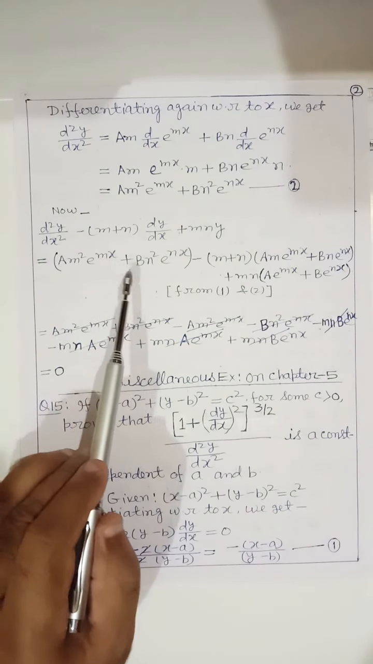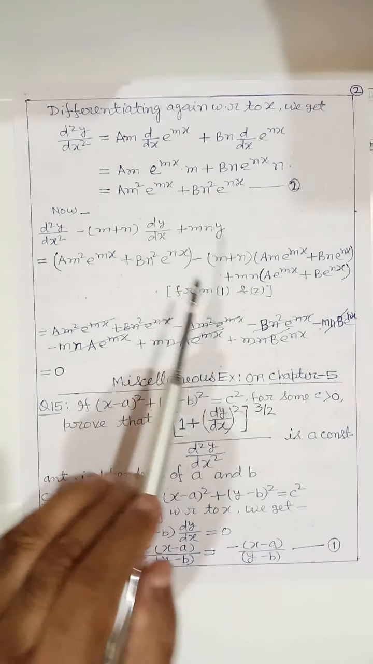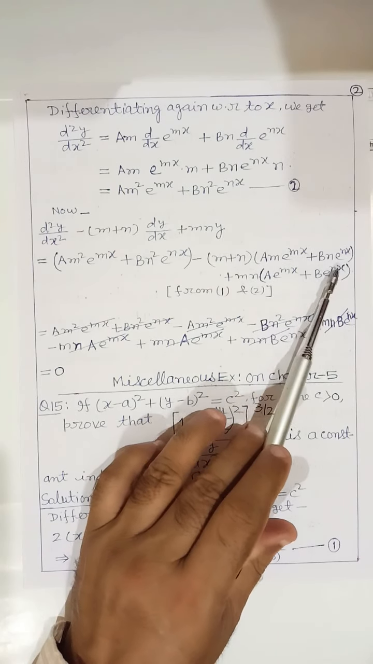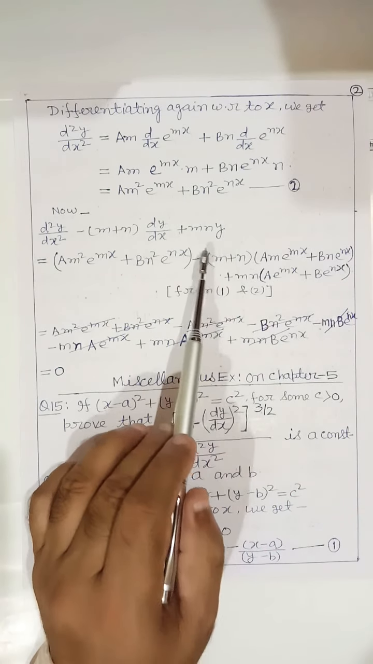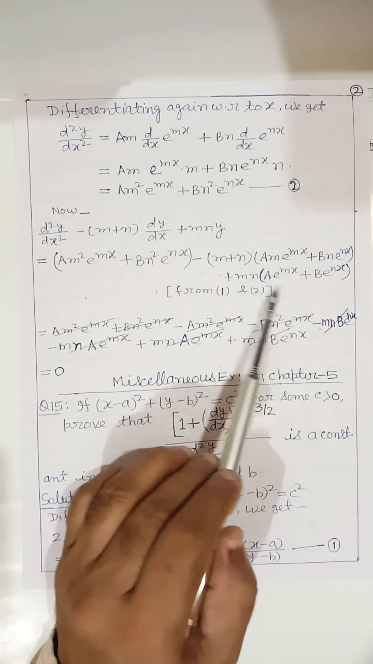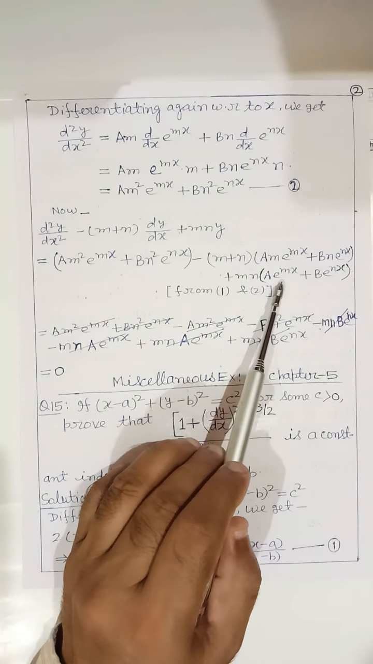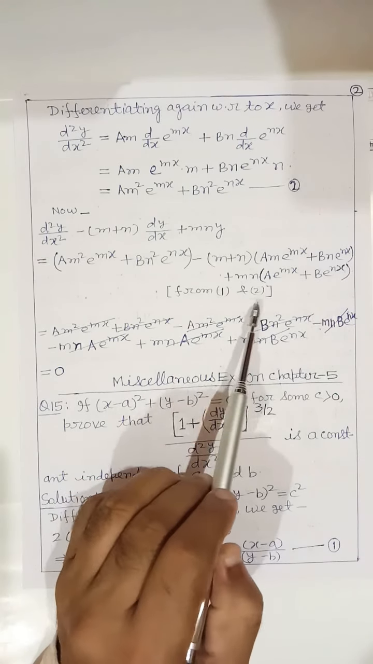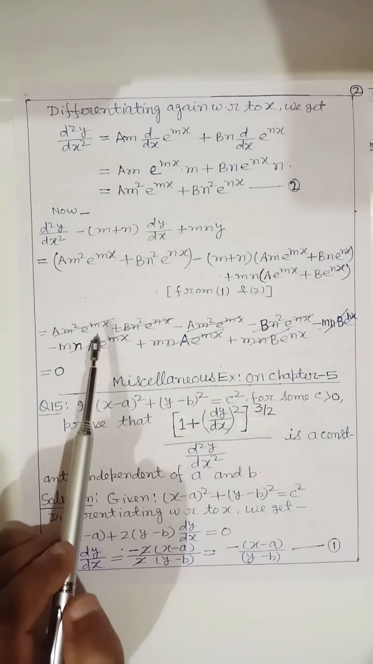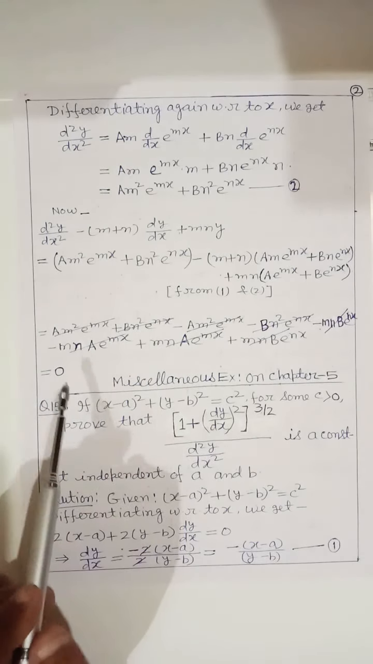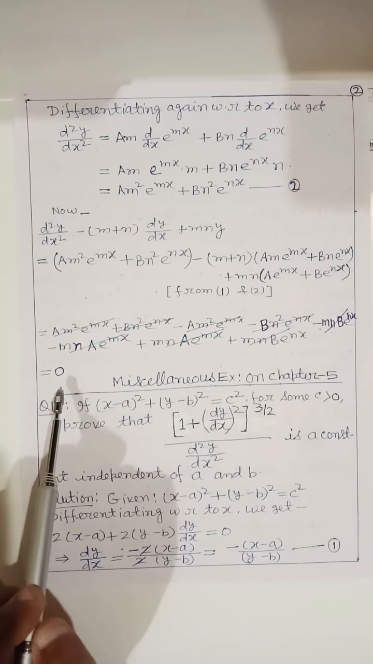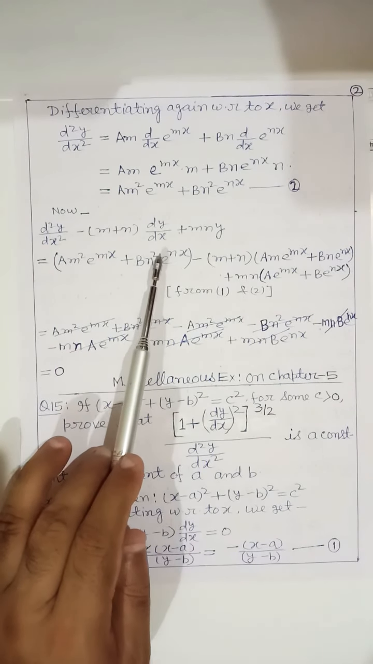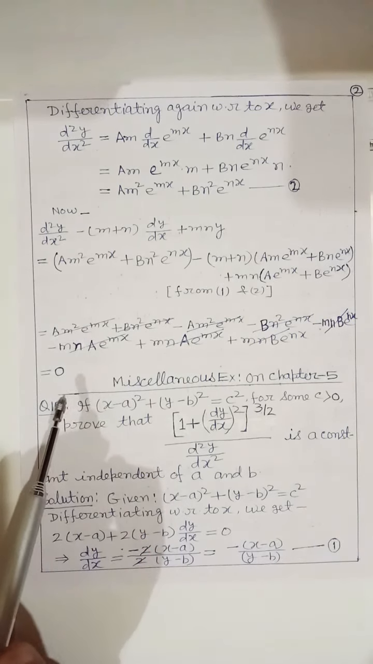We get am square e to power mx plus bn square e to power nx minus (m plus n) times (am e to power mx plus bn e to power nx) plus mny, where y is already given as a e to power mx plus b e to power nx, from 1 and 2. We solve this here, and we get this is equal to 0. Hence d2y by dx square minus (m plus n) dy by dx plus mny equal to 0.